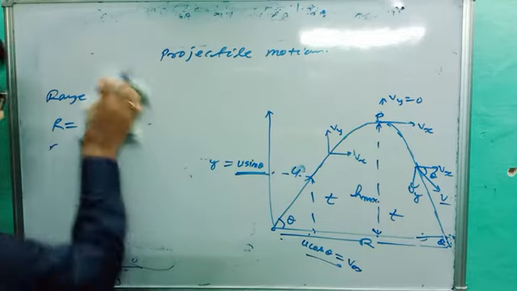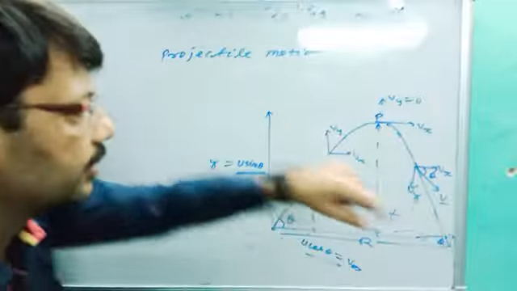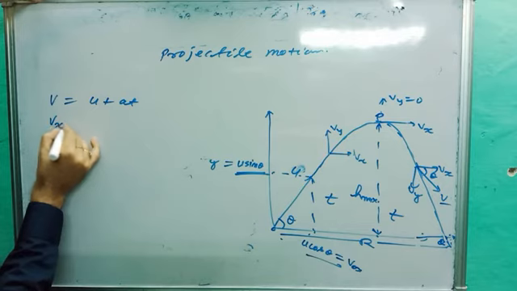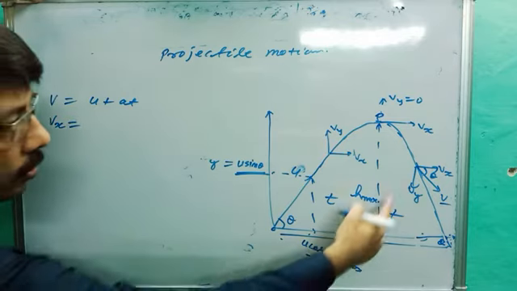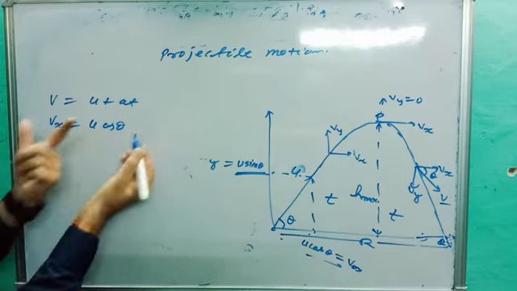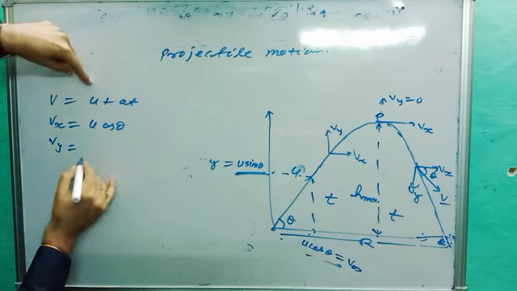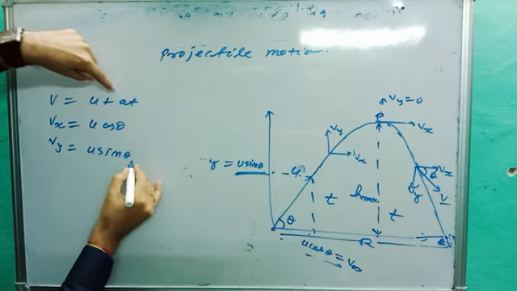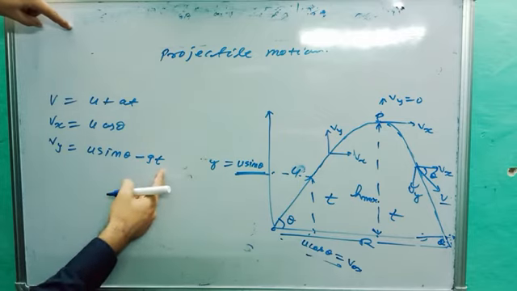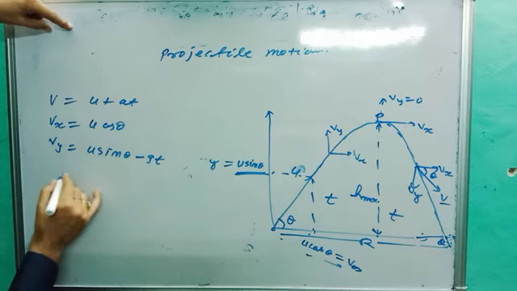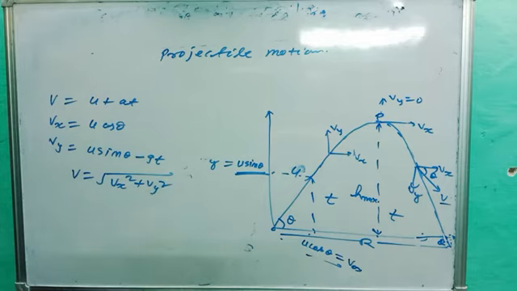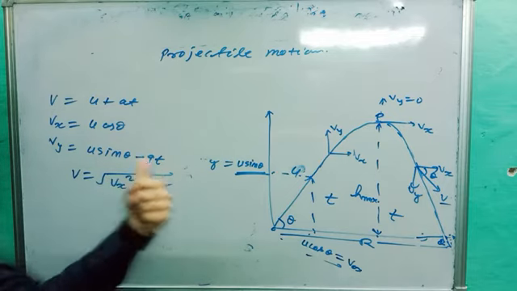Last point, resultant velocity and direction. What is resultant velocity? V is equal to u plus at. So Vx is equal to u cos theta, only u cos theta, and acceleration is 0. Vy is equal to u sin theta minus gt. Are you getting the point? Minus gt, this is the y component, g will work there, in x there is no g. So the formula is V is equal to under root Vx square plus Vy square. Vx and Vy are these, you can get the answer.